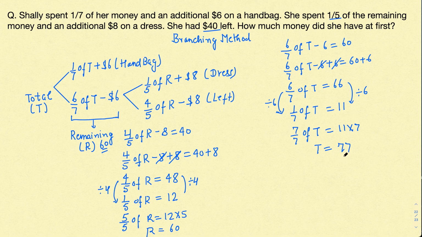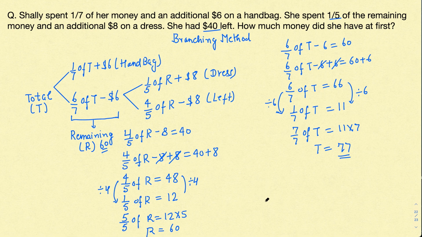So I think that's the question. Let's read it once again. How much money did she have at first? And we started from here. Let's say the total amount of money Shally is having is total, which is represented by T, and which we got here. So the total amount of money Shally is having is 77.